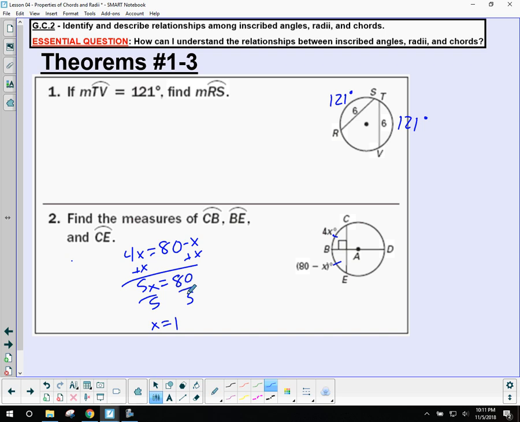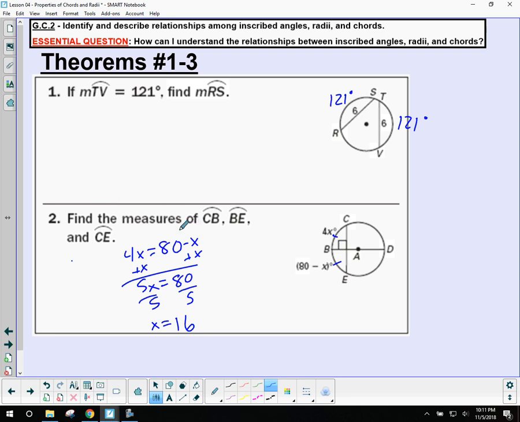Now, man, these 6's are not happening today. Oh, there we go. Now, that's not the answer. This isn't about finding x. Nope. They want to find CB.